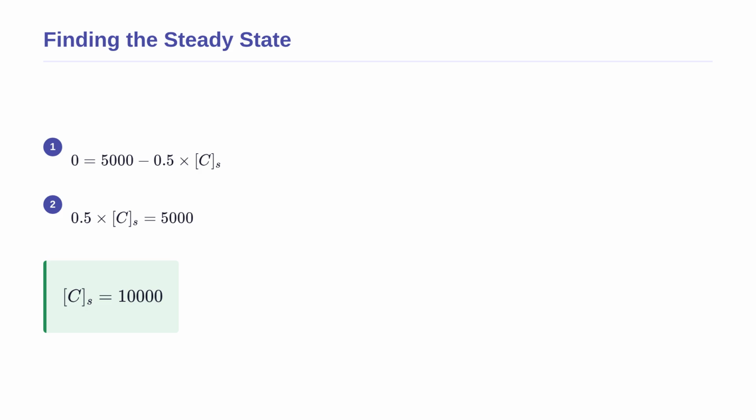Now that we have our differential equation, let us use it to find the steady-state concentration. We are given a production rate of 5,000 molecules per second and a decay constant of 0.5 per second. In physics and chemistry, a steady state means the total amount is no longer changing, so we set the rate of change to 0. We plug in our given values for production and decay. By isolating the concentration variable, we find our final answer. The cell maintains exactly 10,000 active messenger molecules at any given moment, perfectly balancing production and destruction.